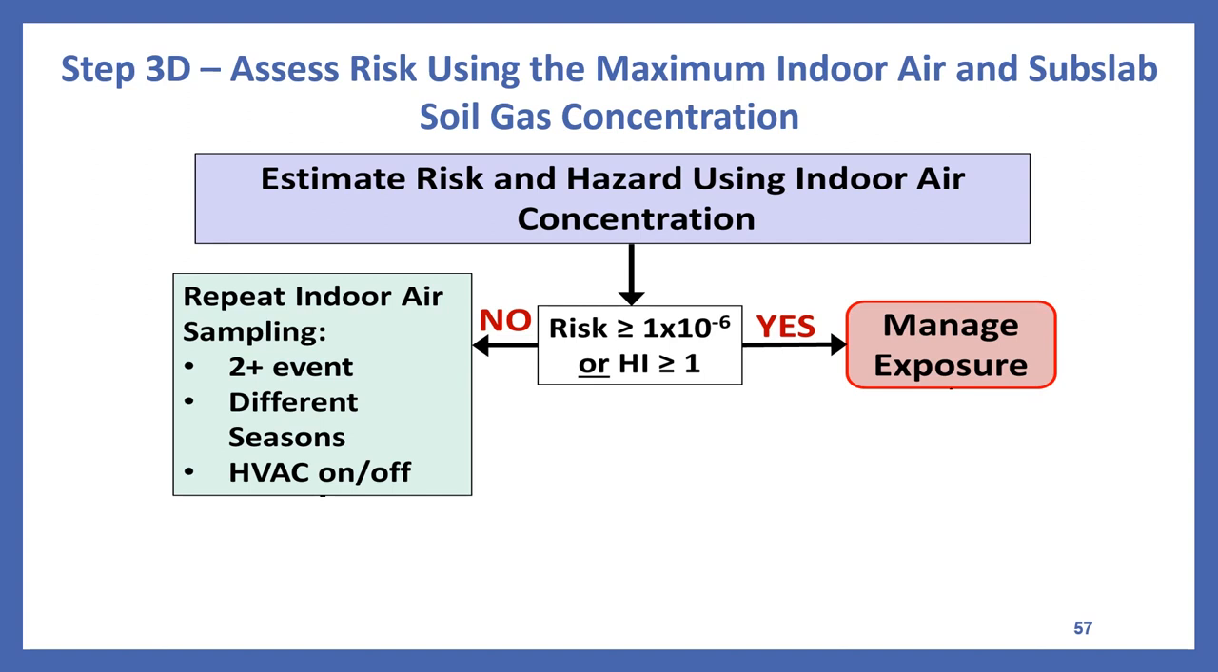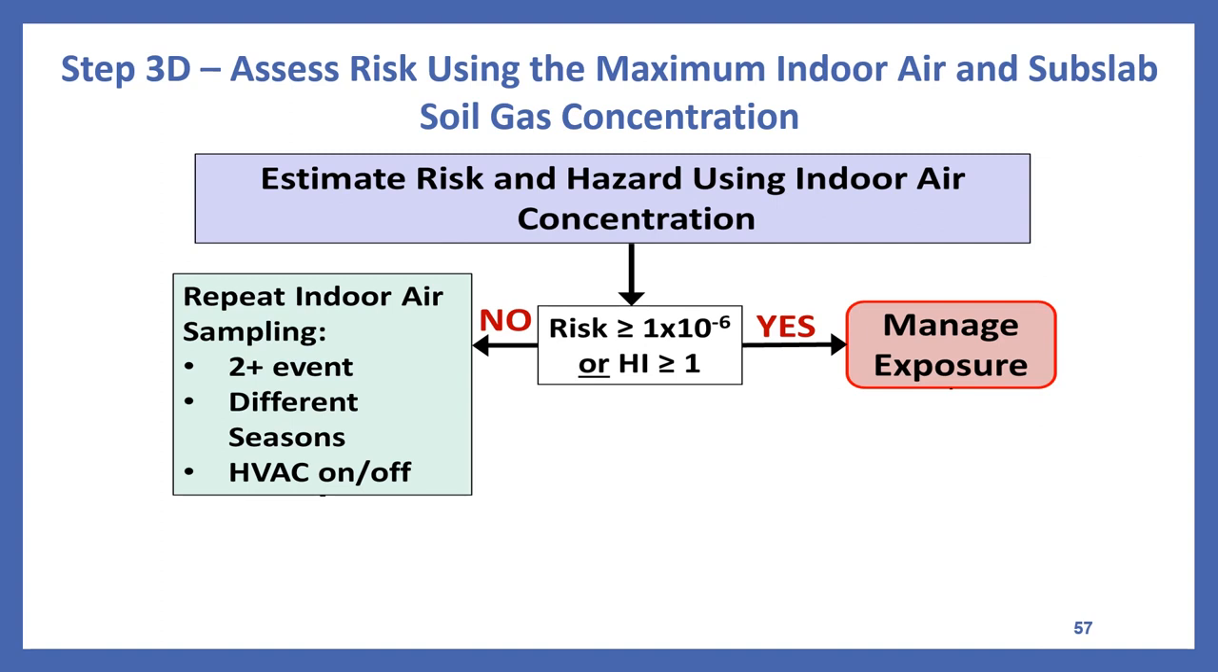Risk management is discussed more in step 4, but it is important if vapor intrusion is identified to go ahead and manage that exposure. Now, if the estimated risk is less than the point of departure, being that 1 × 10⁻⁶, and the hazard index is less than 1, then you want to repeat the indoor air sampling event in different seasons, making sure there are 2+ indoor air sampling events, including the HVAC on and off scenarios conducted when feasible, to confirm the building is a low priority building for current vapor intrusion.